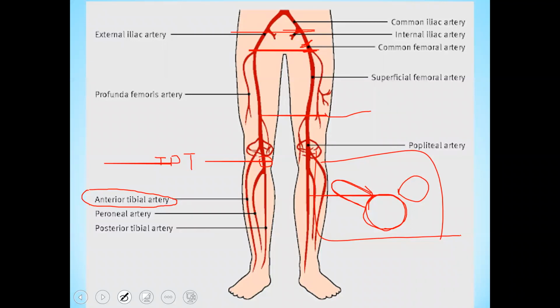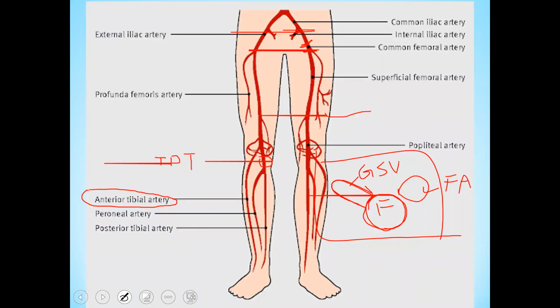So here you should know about the different parts of this Mickey Mouse. The central is the femoral vein. The lateral is the femoral artery, and the femoral vein is joined by the great saphenous vein from the lateral side.